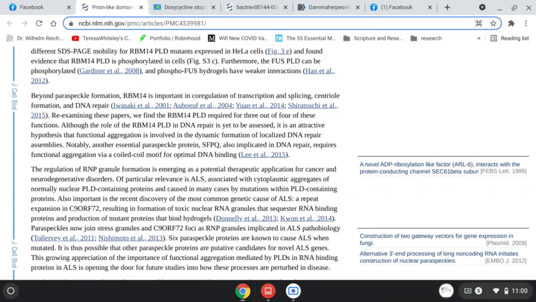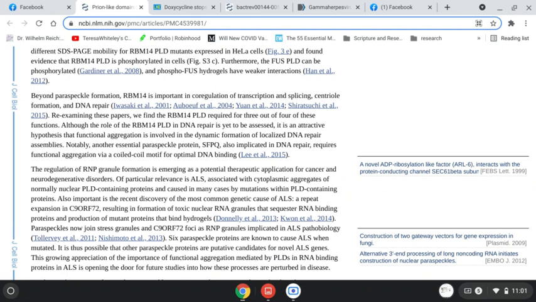It is an attractive hypothesis that functional aggregation is involved in the dynamic formation of localized DNA repair assemblies. Notably, another essential paraspeckle protein, SFPQ, also implicated in DNA repair, requires functional aggregation via a coiled-coil motif for optimal DNA binding. The regulation of RNP granule formation is emerging as a potential therapeutic application for cancer and neurodegenerative disorders.